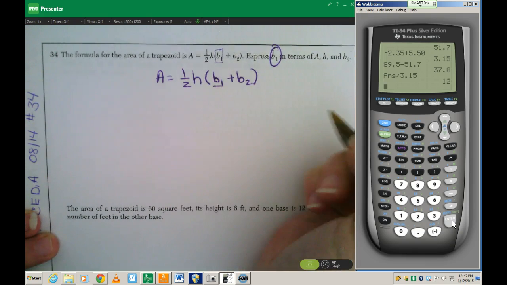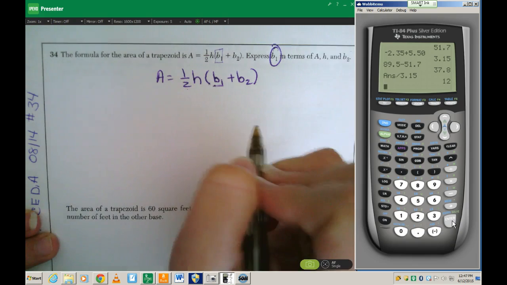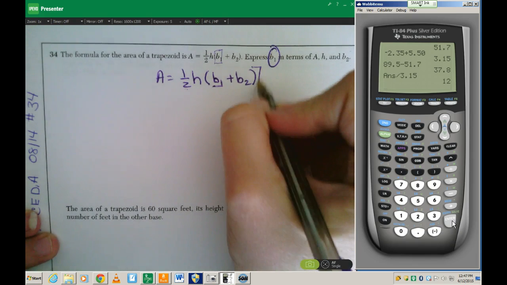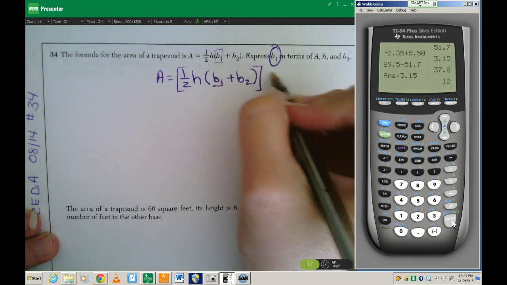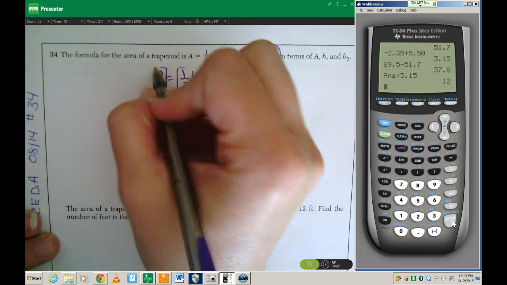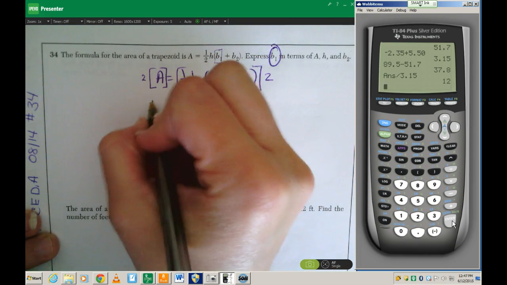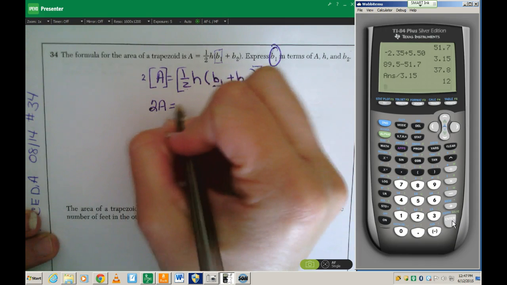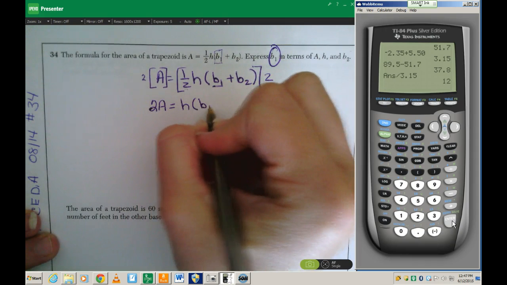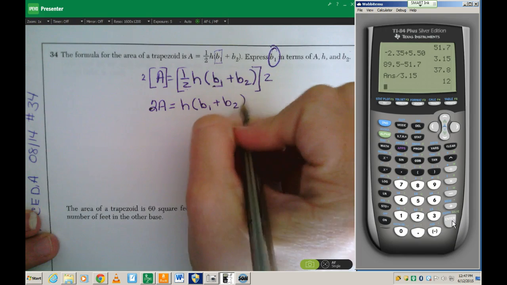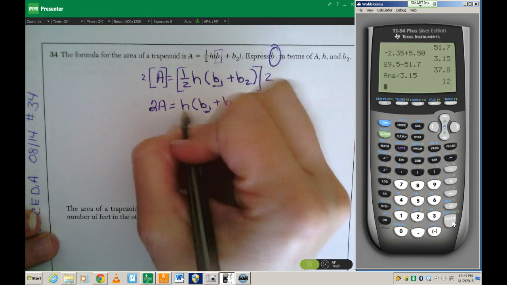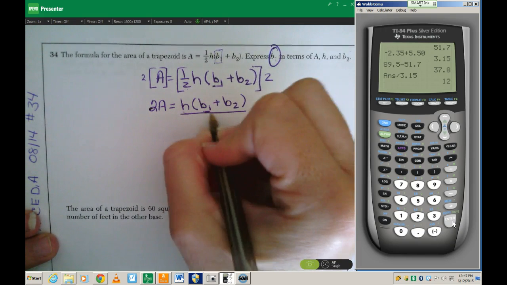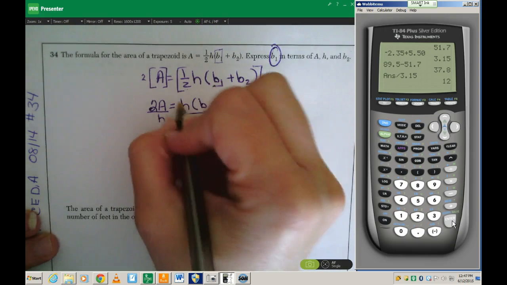We're trying to get this by itself, so first we have to get rid of this 1/2. We need to do the opposite of dividing by 1/2, which is multiplying. And whatever we do to one side, we do to the next. So 2A equals height times B1 plus B2. Now we still are trying to get B1, so we have to get rid of this h. So we're going to divide both sides by h.